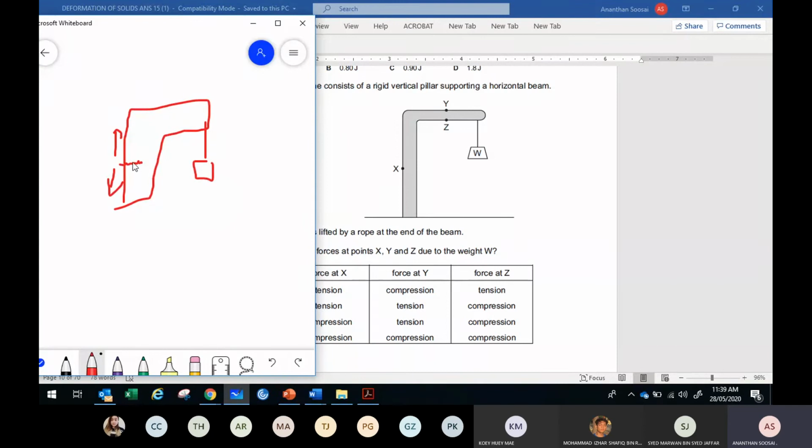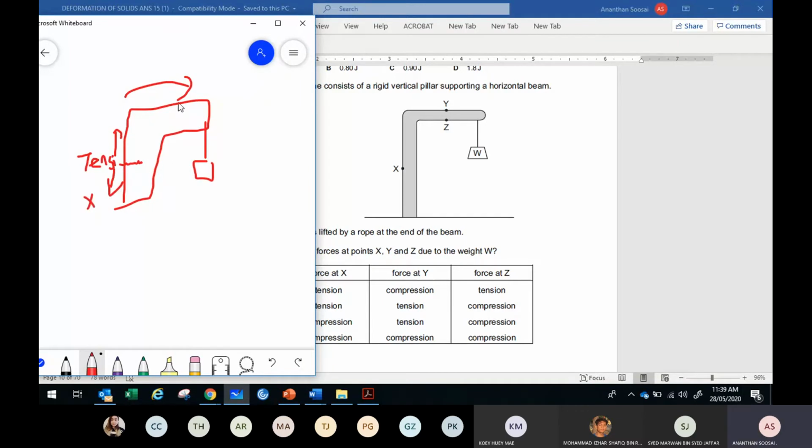You're going to try to close the cut. You'll try to move away, because you're going to collapse like this. So if it moves away, this structure is under tension. So X is under tension, of course.